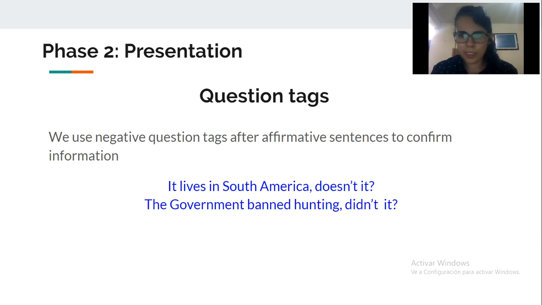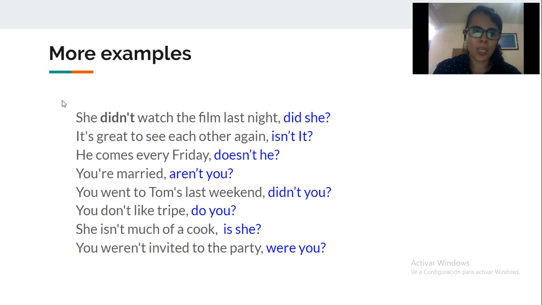We're gonna check more examples, don't worry about it. Okay, she didn't watch the film last night. So first, when you see a sentence like this, think: is this sentence in present, in past, in future? Okay, it is in past and it is in negative, so my question tag has to be in affirmative.